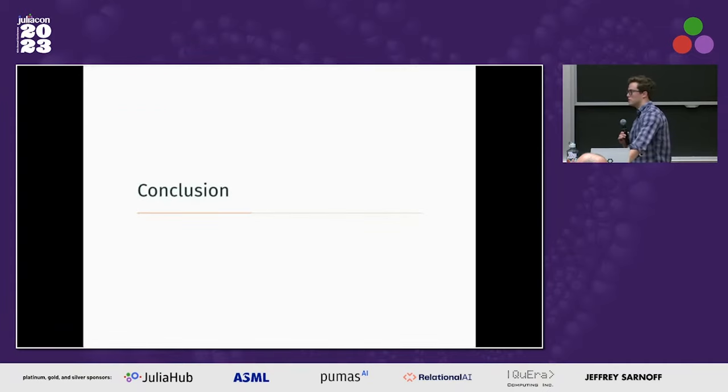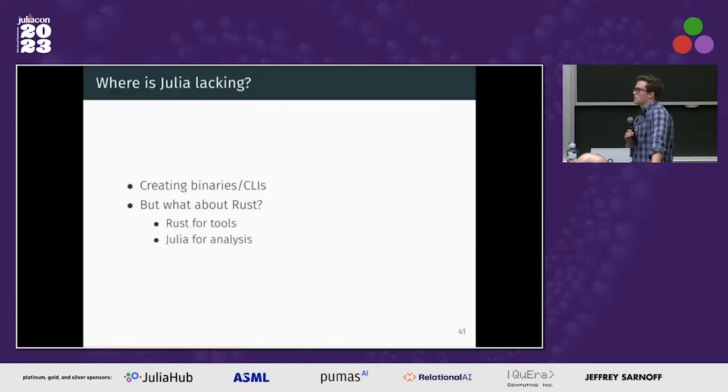So, in conclusion, where do I feel that Julia is lacking, or where some people in bioinformatics might say, well, I don't really want to use that? Creating binaries and CLIs: Python works pretty well for creating CLIs. There are some efforts on that. And one thing that my lab group asked was, what about Rust? That's what everybody's talking about. It seems like Rust is going to be better for creating tools like aligners and whatnot, variant calling maybe. And then Julia for the actual analysis and being able to interop between various things. And that's where I see the ecosystem going in that sense.